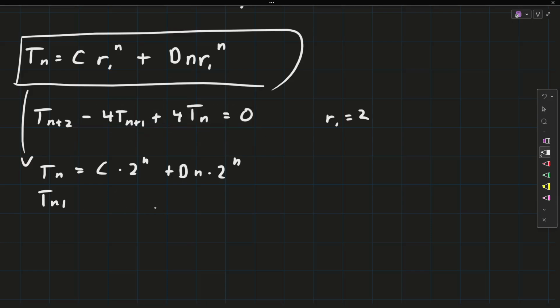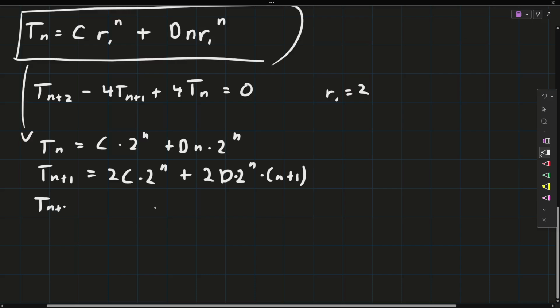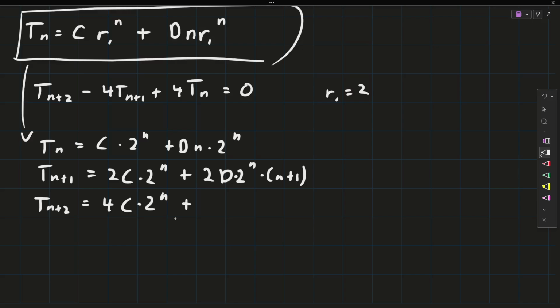So t sub n plus 1 then would be 2c times 2 to the power of n plus, and then this is going to be tricky. Okay, we'll have 2d 2 to the power of n times n plus 1. And we'll just simplify all that later. So t of n plus 2 would be 4c times 2 to the power of n. That's just because it's going to be the power of n plus 2, and then I'm just separating the plus 2 part to be that's 4. Then we'll have 4d times 2 to the power of n times n plus 2.